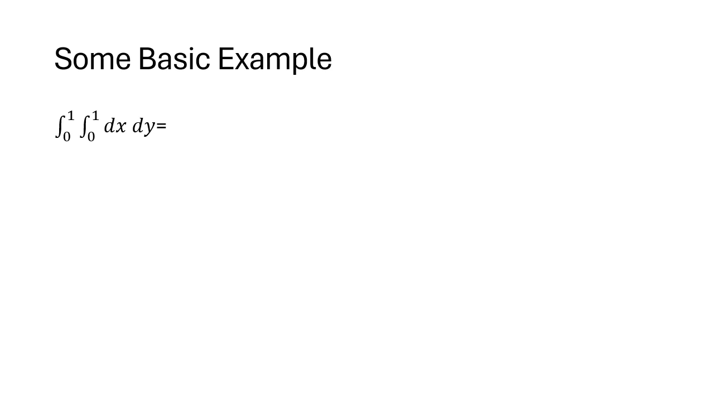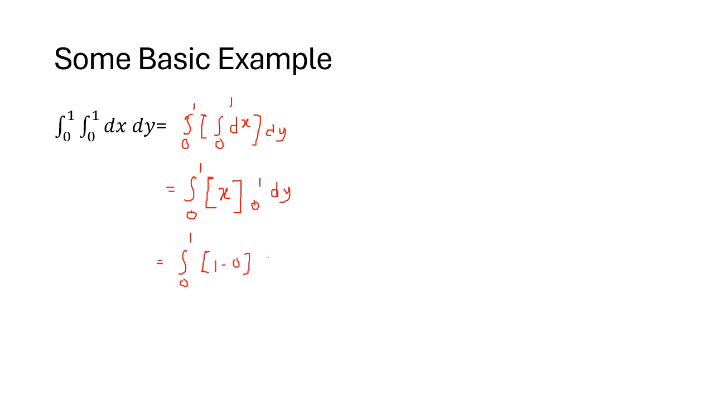So if I take first with respect to x, then integration of 0 to 1 of integration 0 to 1 dx, then dy. So in the basic formulas we already saw that integration of dx is x, with limits 0 to 1, then dy. So it is equal to integration 0 to 1, upper limit minus lower limit, 1 minus 0, dy. So it is equal to integration 0 to 1 of 1 dy. And what is the integration of 1 dy? It is 1.